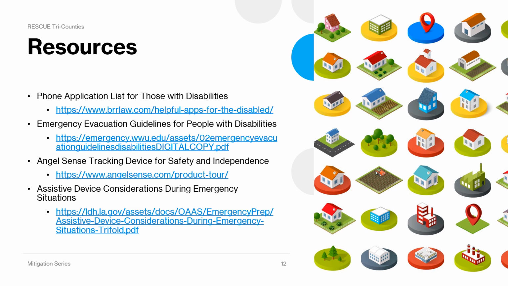And you'll also see there is an assistive device consideration during emergency situations. And this just goes into some more information on things to consider when planning for disasters.